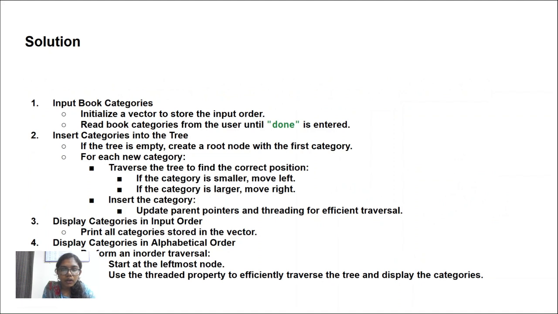If the category is smaller, move left. If the category is larger, move right. Insert the category, then update parent pointers and threading for efficient traversal. Display the categories in input order. Print all categories and then display categories in alphabetical order. Perform the in-order traversal to display the categories in alphabetical order, in which we start at the leftmost node and use the threaded property to efficiently traverse the tree and display the categories.